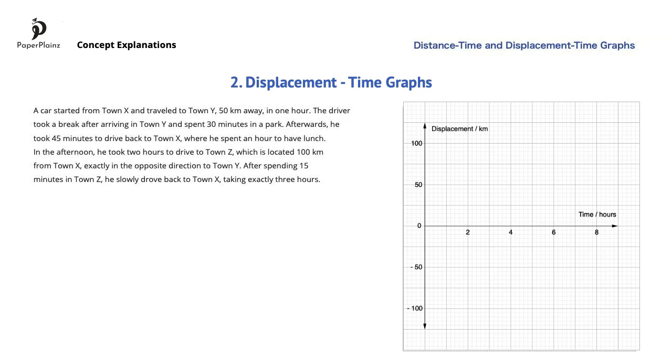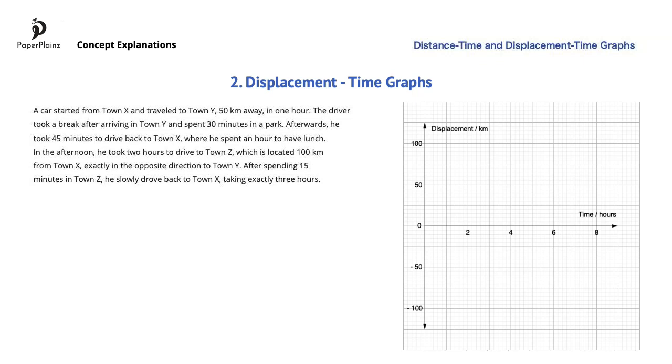Here, since town X is our starting point, we will take its displacement to be 0, and we will assume that town Y is in the positive and town Z is in the negative direction. Note that the assumption on a displacement time graph is that the object is moving in a straight line, so it either moves in the positive or the negative direction.